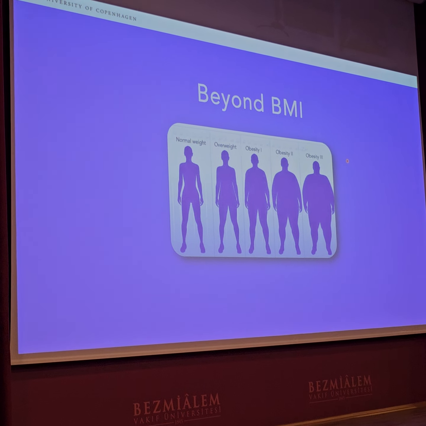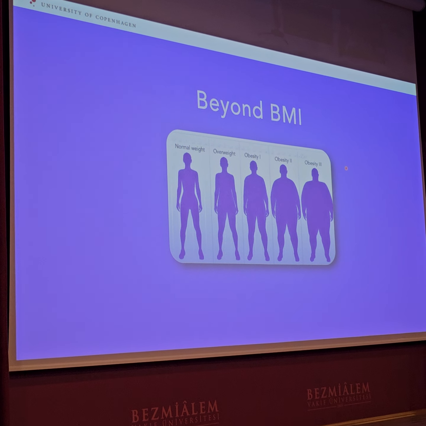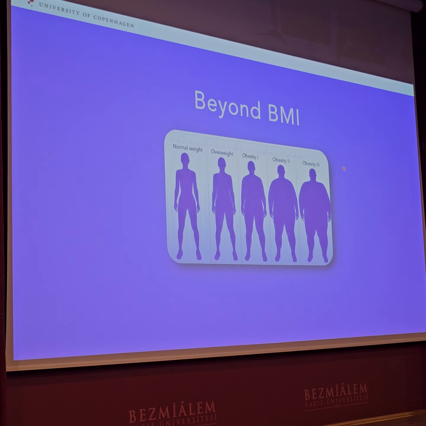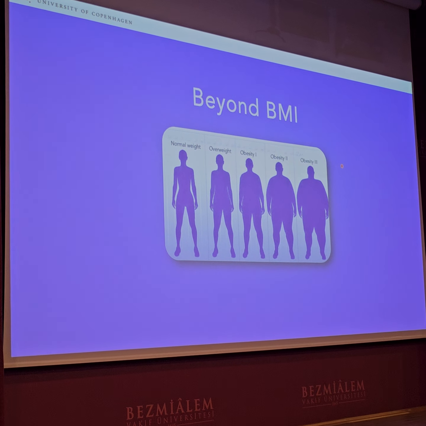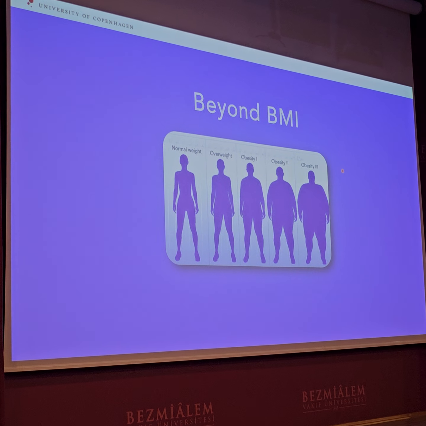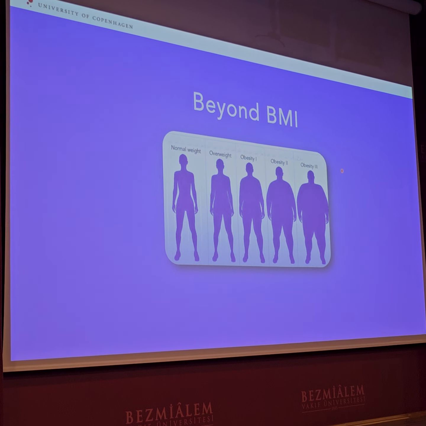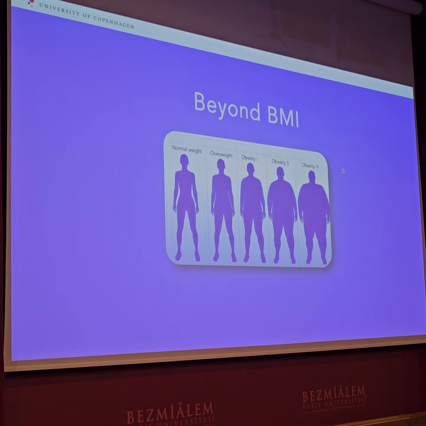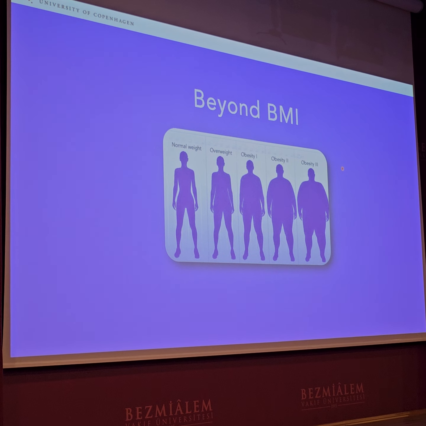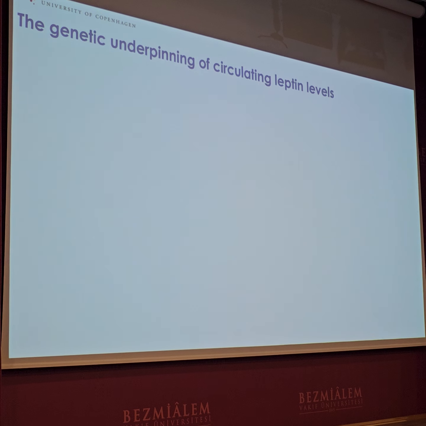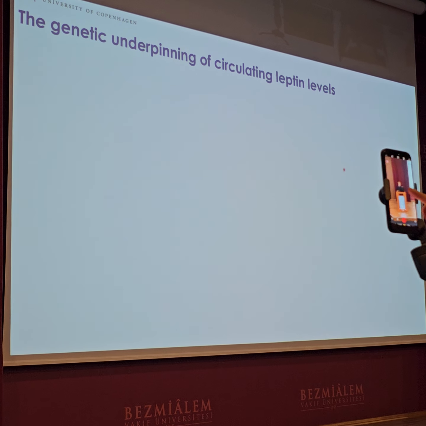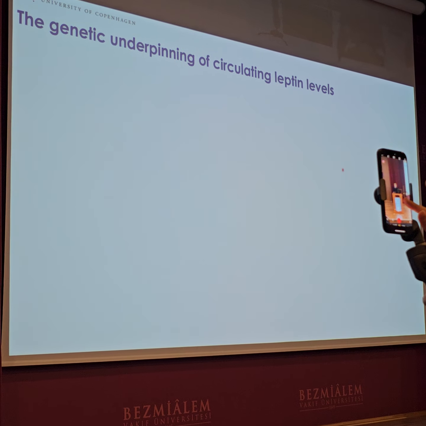So in my group, but also others have tried to work on more endophenotypes, or phenotypes that lie closer to the biology. We looked at body fat percentage. We also have done multi-trait analyses where we not only look at BMI, but also BMI in the context of comorbidities. But today I want to just focus on leptin as a possible biomarker for obesity.